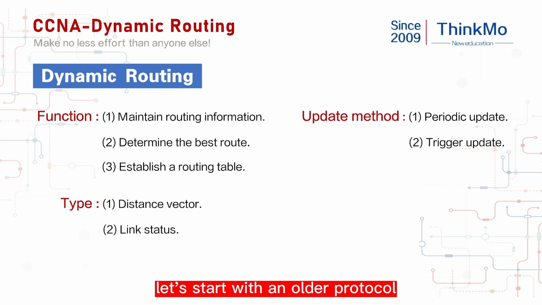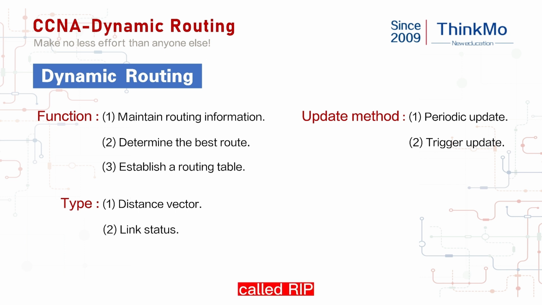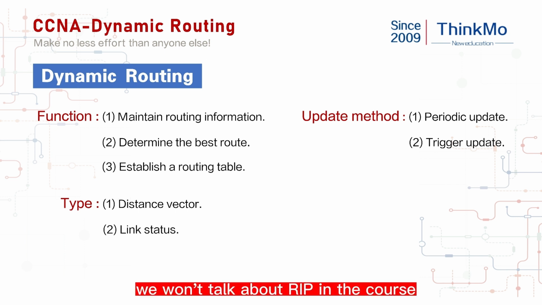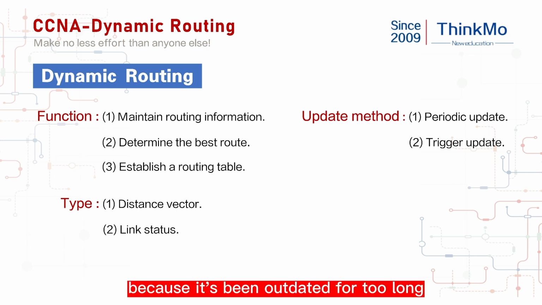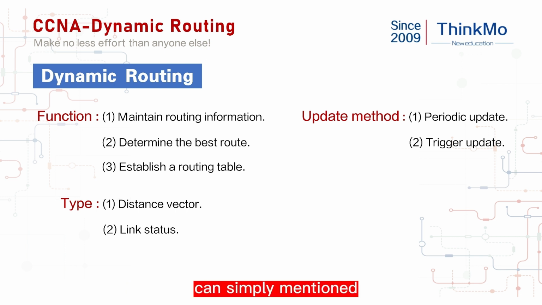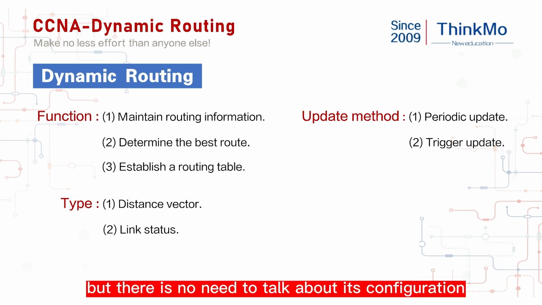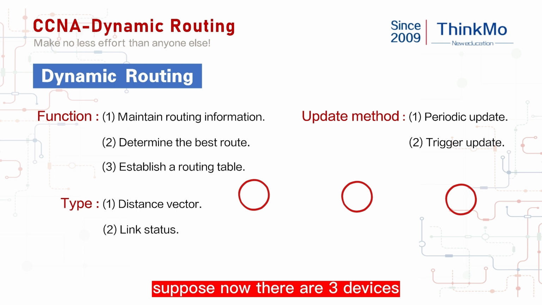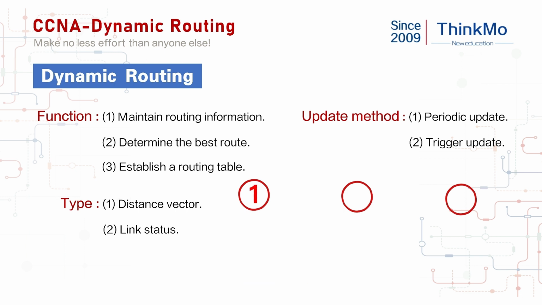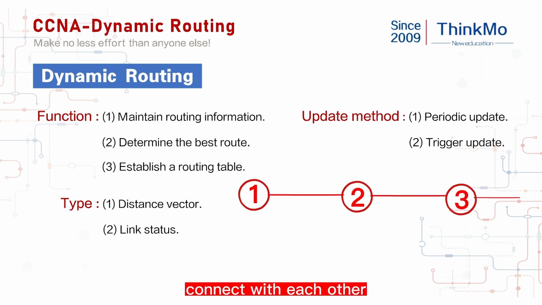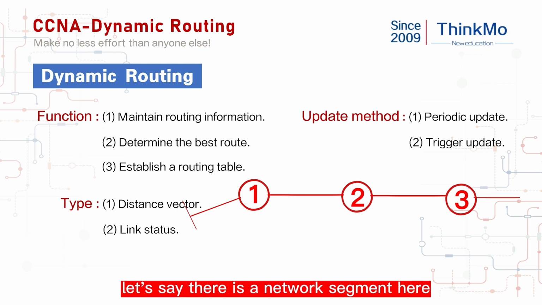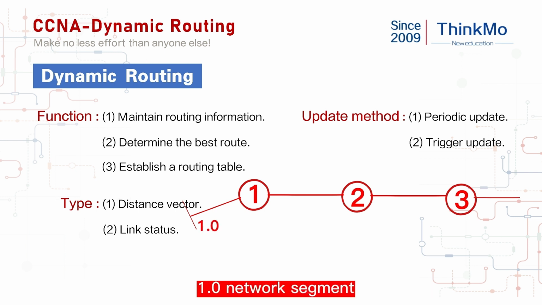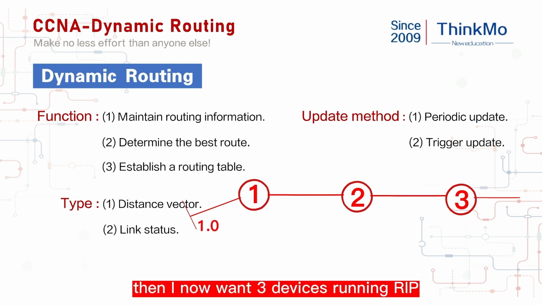Let's start with an older protocol called RIP. We won't talk about RIP in the course because it's been outdated for too long. I can simply mention it, but there is no need to talk about its configuration. Suppose now there are 3 devices. This is 1, this is 2, this is 3, connected with each other. Let's say there is a 1.0 network segment here, and I want all 3 devices running RIP.